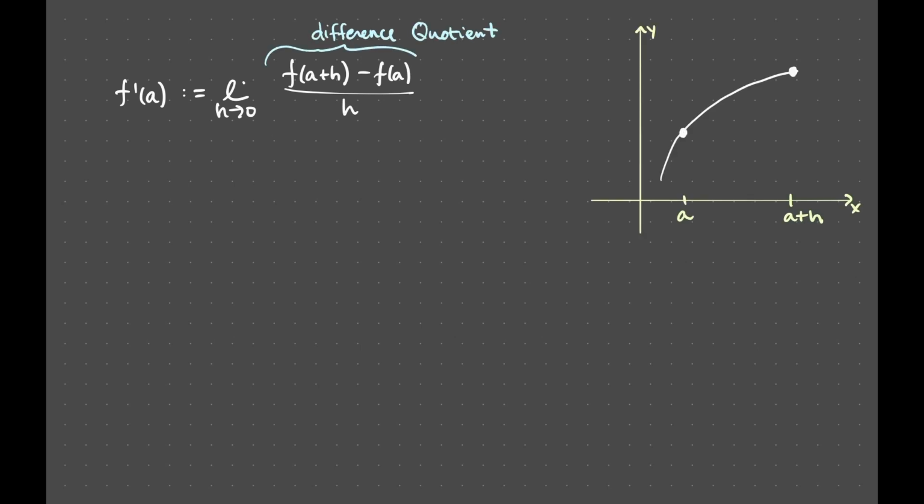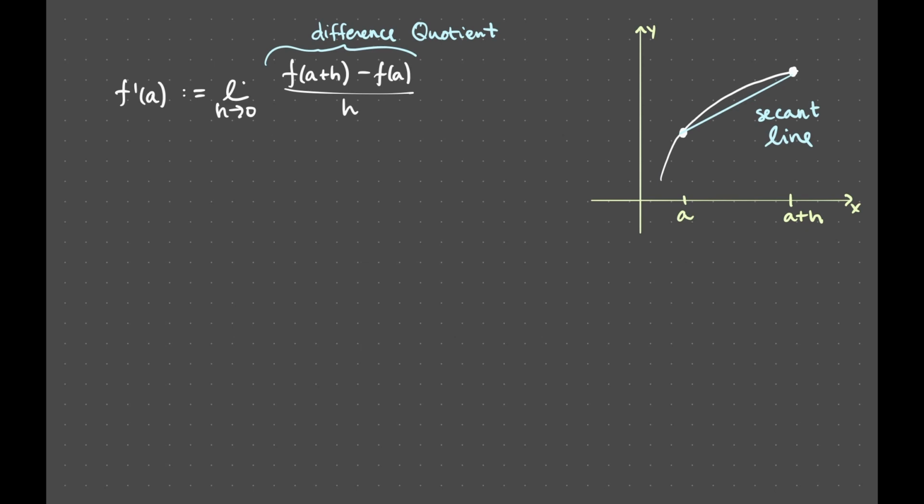Our original definition of the derivative involved taking the limit of a so-called difference quotient at x equals a. This difference quotient can be understood as the slope of the secant line at x equals a, and we saw that it could be written as f of a plus h minus f of a all over h. But this isn't the only way to write the difference quotient.